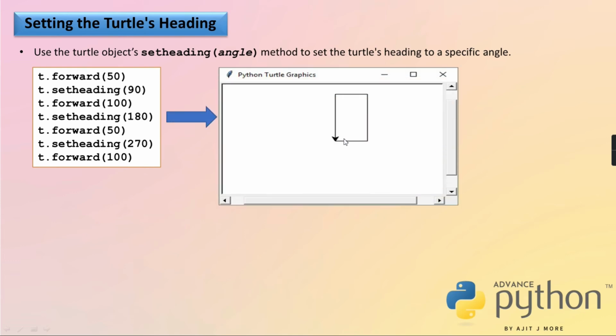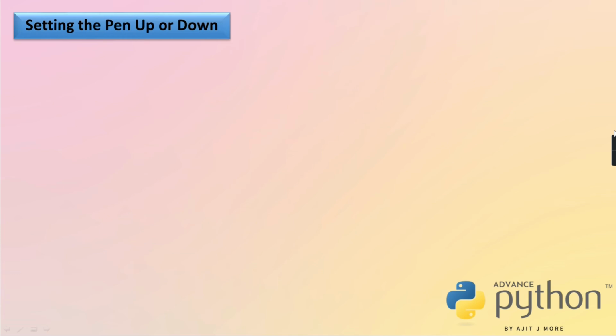Okay? See, you'll get the output like this. It has gone forward 50, turned 90 degrees, again 100, turned 180 degrees, again 50 forward, turned 270 degrees, and again forward 100. Okay, so hope till here the concept is clear.